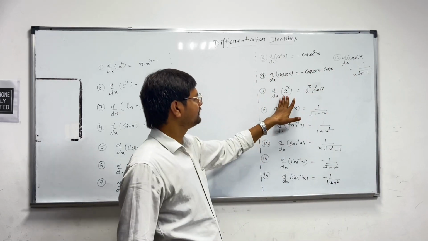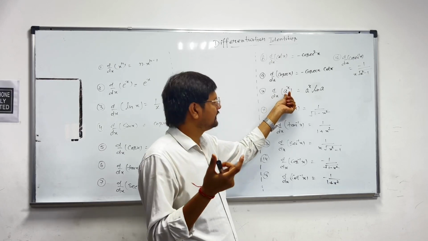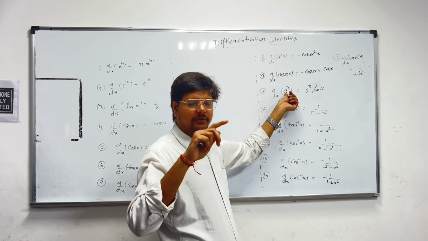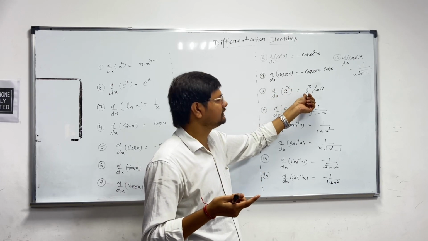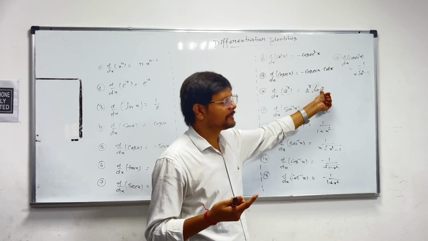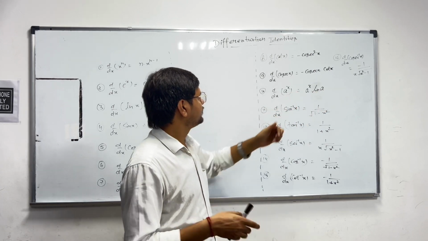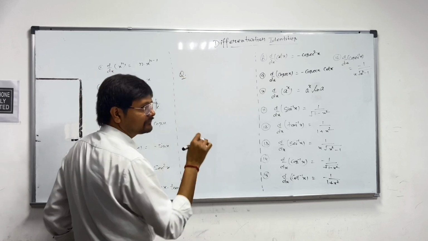And there is one different identity: if a is a constant value and x is variable, so if there is a constant and the power is variable, and we want to differentiate this function, the differentiation will be a to the power x into ln of a. ln of a means a is a constant. Like suppose a is 2. Okay, I will explain one question over there.